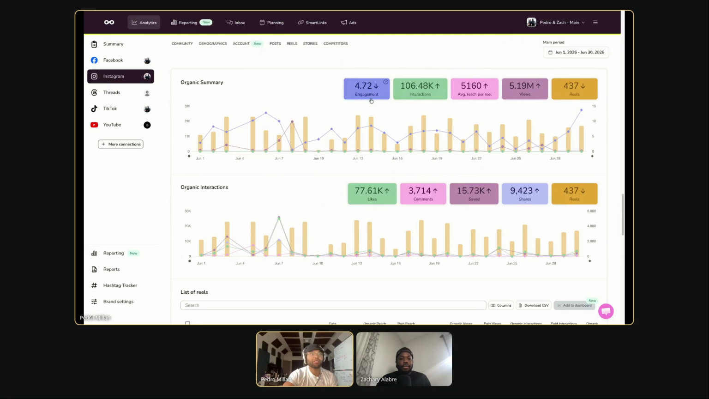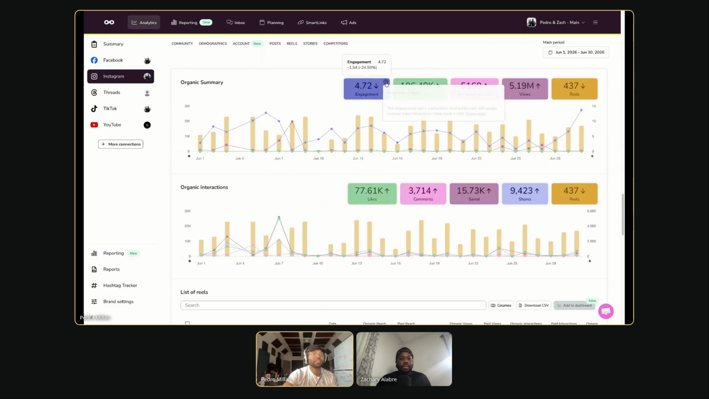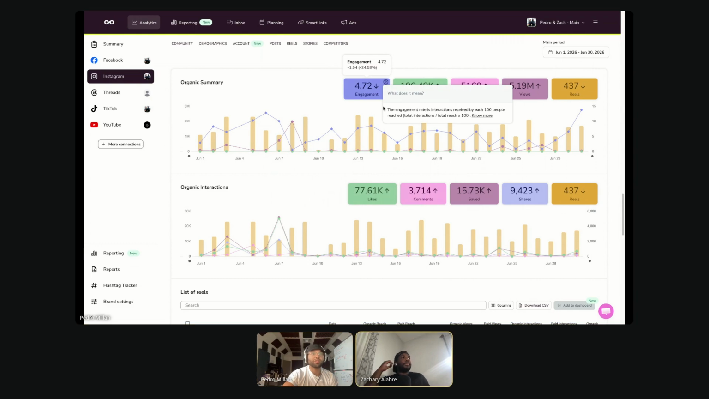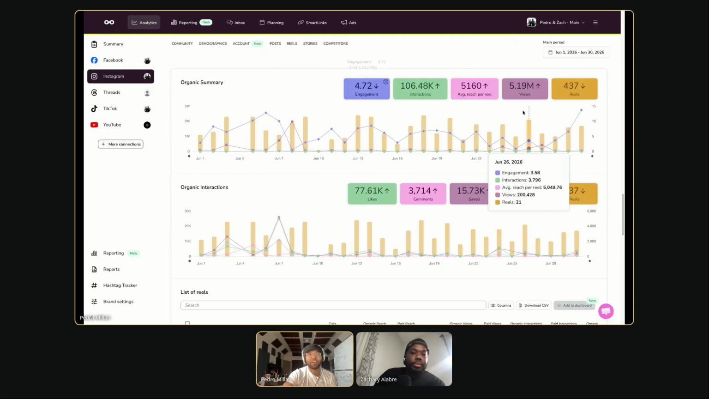And then our engagement is 4.72, down by 1.54. Really, I don't care about this, to be quite honest with you, because the engagement is just the interactions received per 100 people, right? So for every 100 people, the total interactions that we get is roughly around 5 people, but that's not necessarily true because we're getting comments up the wazoo.